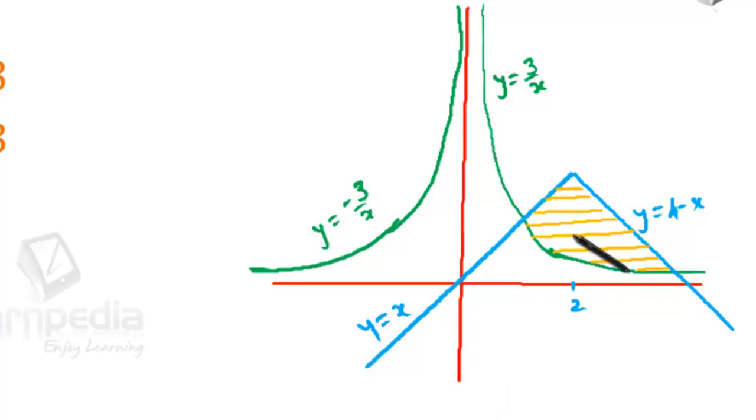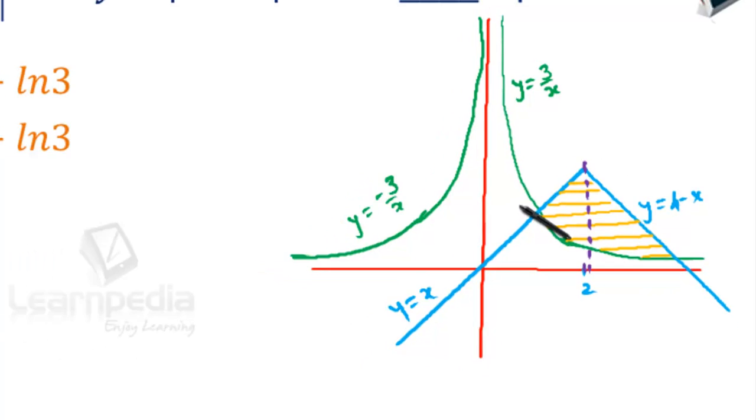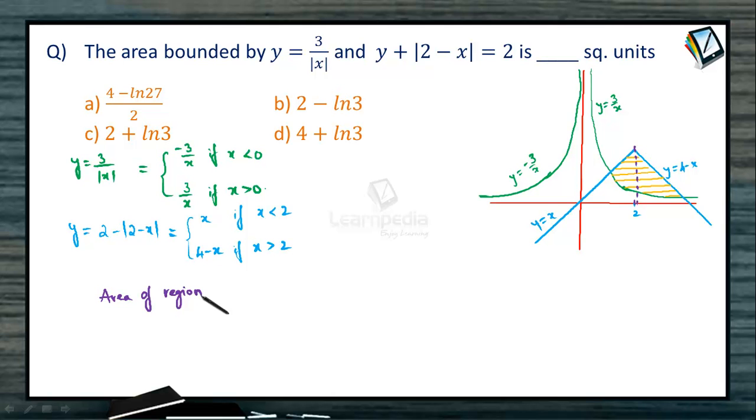Now if you observe this shaded region here, up to the point 2, the line y equal to x is above the graph of y equal to 3 by x, and on the right side of the line x equal to 2, the line y equal to 4 minus x is binding some area with the curve y equal to 3 by x. Then what is the area required then? So area of the shaded region required is, now this point is having coordinates 2 comma 2, so we need to find the area. So we need the coordinates of these two endpoints.